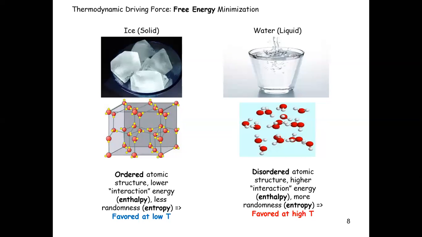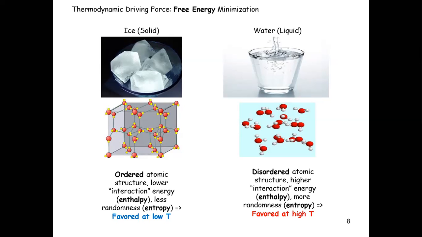And we know randomness is favored at high temperature, and interaction energy is favored at lower temperature. So this basically rationalizes why the transformation occurs. We know the Gibbs free energy plays a role, but we still don't know exactly what the form of this energy is.